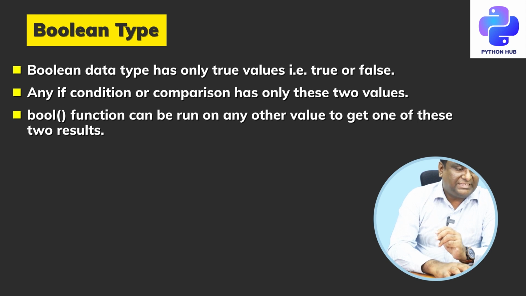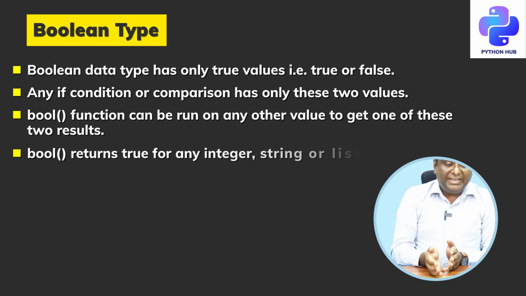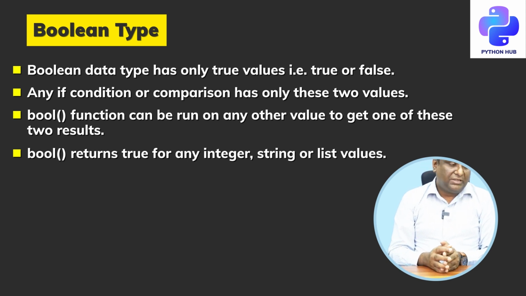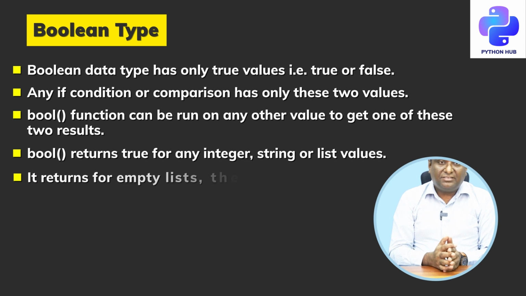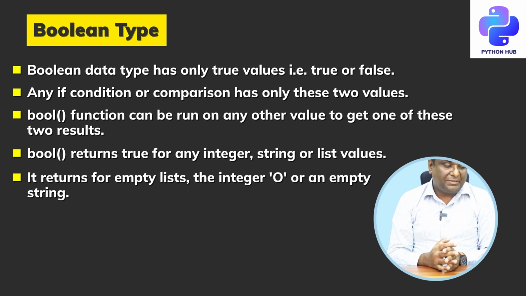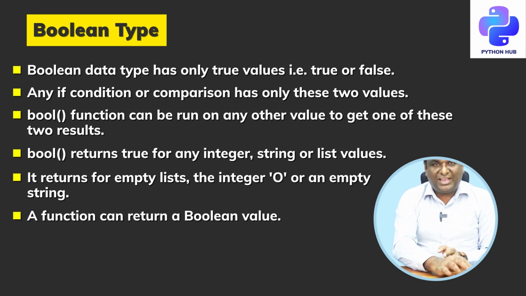Let's look at some examples here. The bool returns true for any integer, string, or even list types. Remember, this is how it can be used across. It returns false for an empty list, the integer 0, or an empty string. A function can also return a Boolean value. So you need to be aware of all these things.